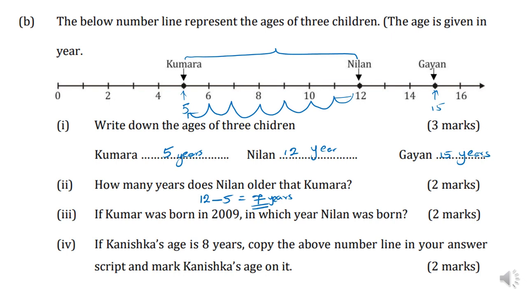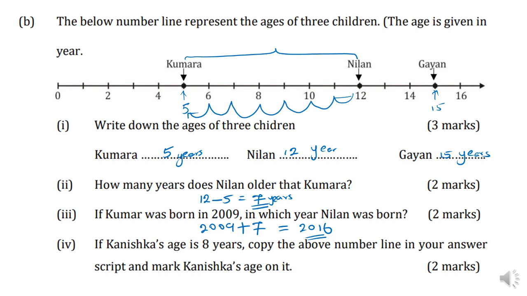And if Kumar was born in 2009, in which year was Nalin born? That means you have to keep the same age gap. If Kumar was born in 2009, Nalin should be born after 7 years, right? So therefore you have to add 2009 plus 7, and then it should be 2016. It should be 2016, right?